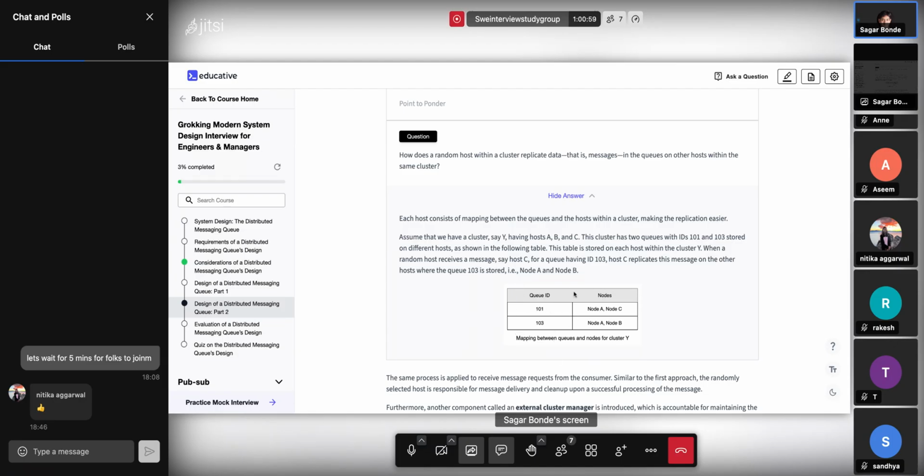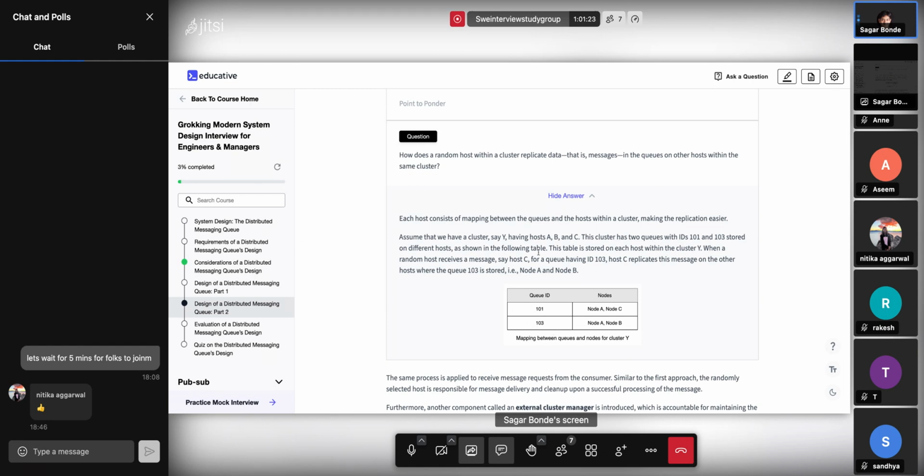It will check 103, it will look up 103, and it will find out that 103 is stored on node A and node B. So it will try to ensure that the message will be enqueued in node A as well as node B. So here the replication factor is 2.